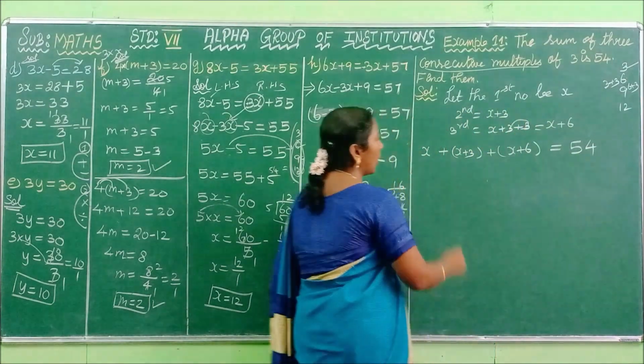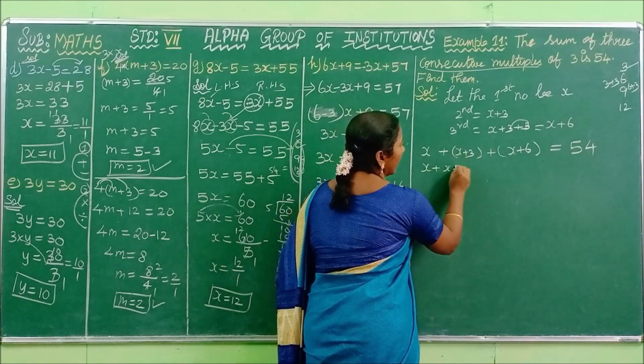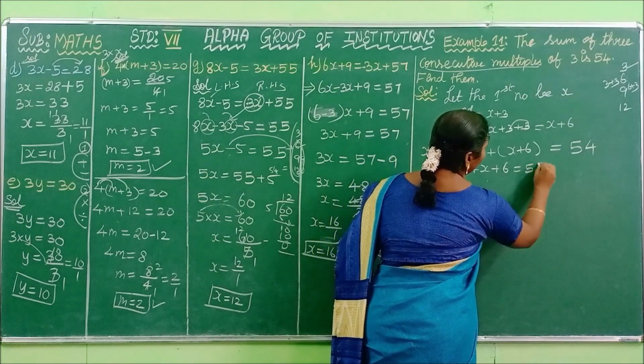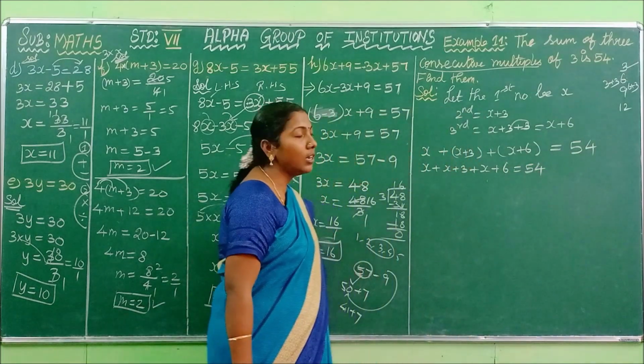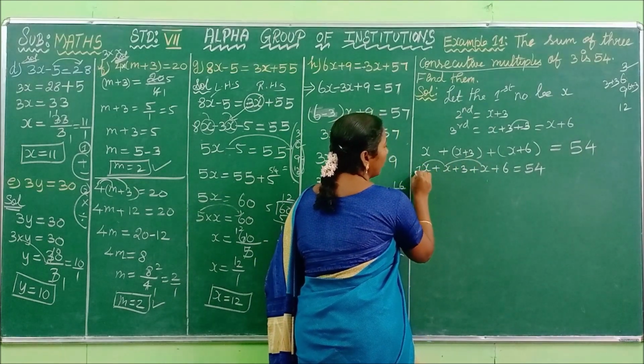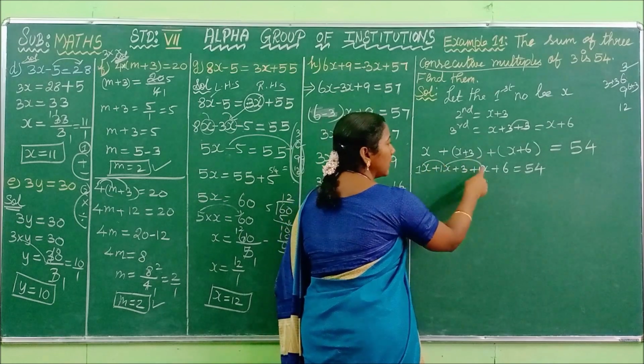Okay, let us solve. First we can remove the brackets. So x plus x plus 3 plus x plus 6 equal to 54. Do you understand, children? Now we are going to add these x. What is the coefficient of x? 1. So 1x plus 1x plus 1x.